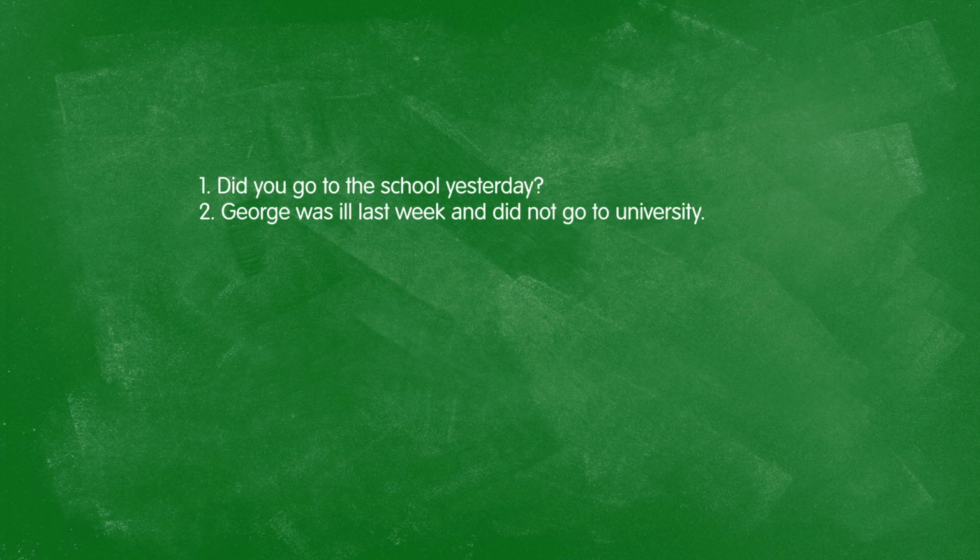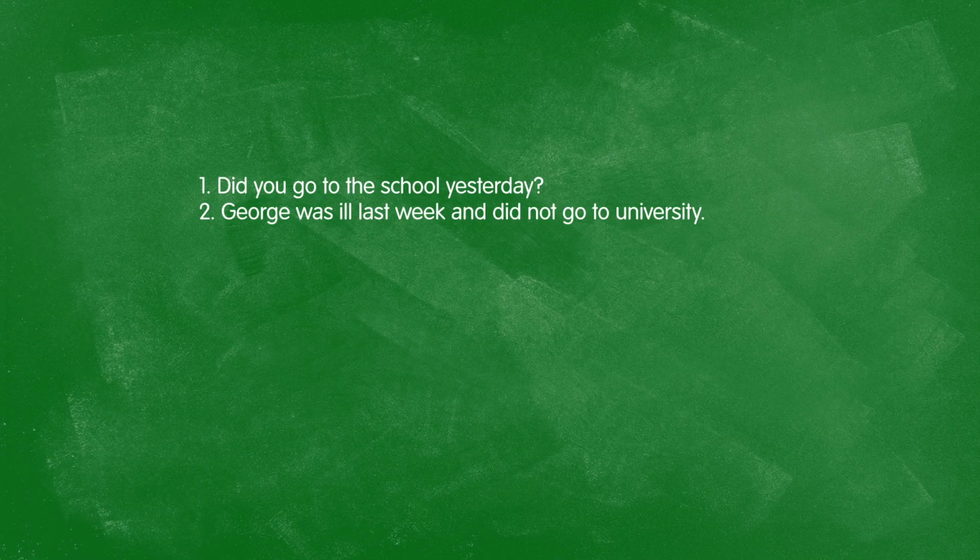So let's look at how this works in two examples. In my first example, if I say, "Did you go to the school yesterday?" I have a specific school in mind. Maybe you needed to deliver papers or meet with one of the teachers. But I'm asking you, did you go to the school? I'm asking about your trip. However, if I say, "George was ill last week and did not go to university," I'm saying he didn't go to his classes. He did not attend his university classes last week because he was sick.